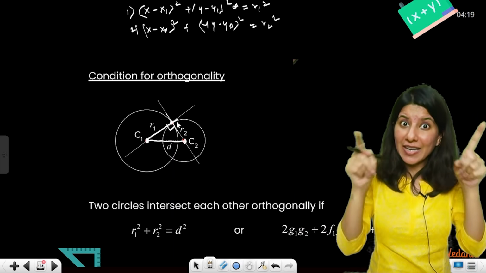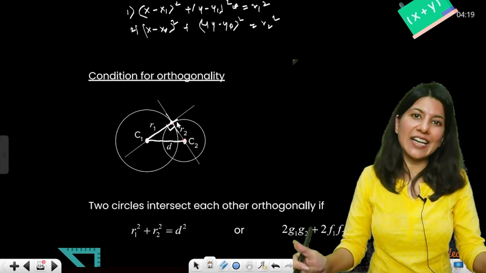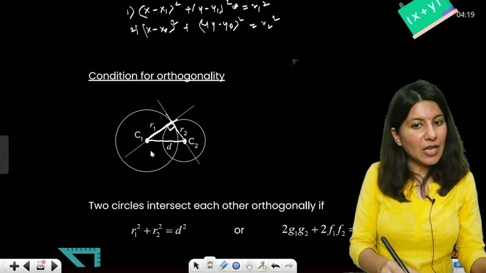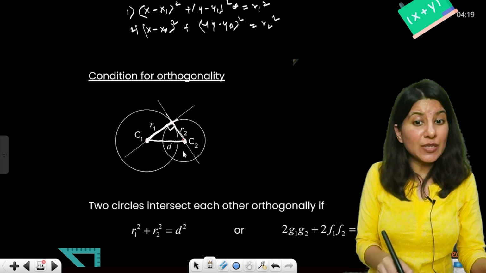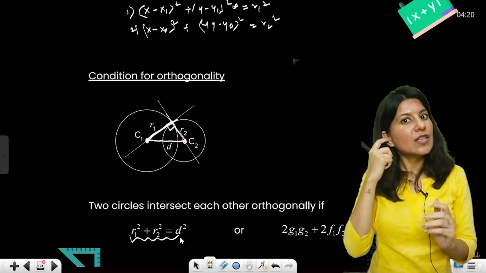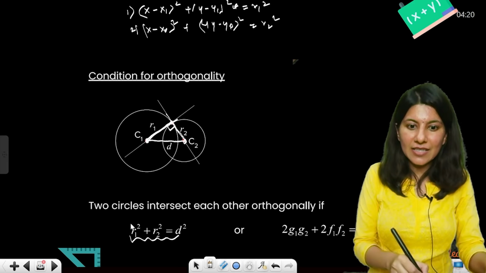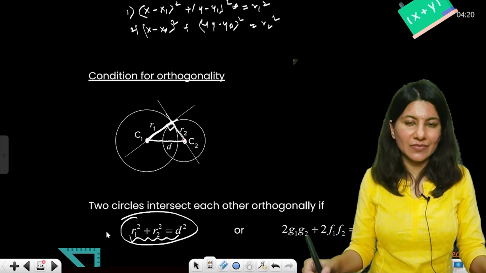So now Pythagoras theorem will come into the picture, because clearly a right angle triangle is getting formed. This is your R1, this is your R2. So now using Pythagoras theorem, R1 square plus R2 square is equal to D square, where D is the distance between centers. So if this condition is satisfied, the circles will intersect orthogonally, right?